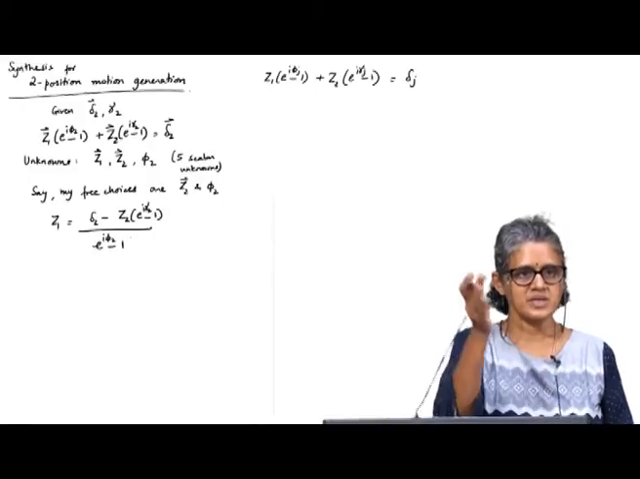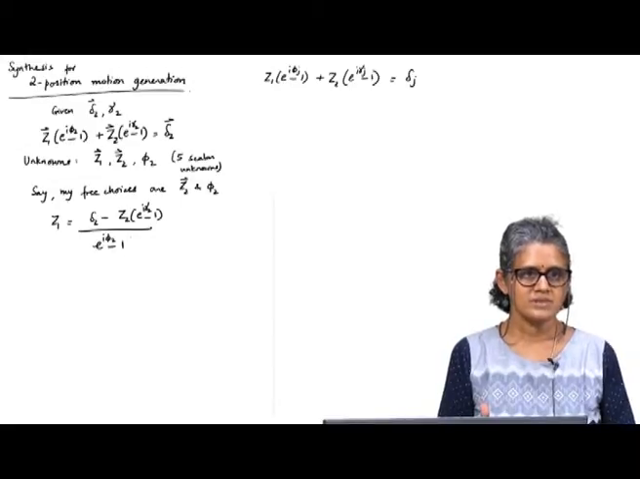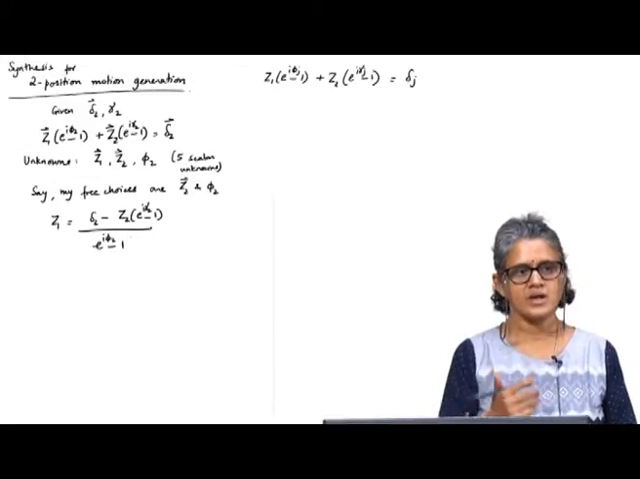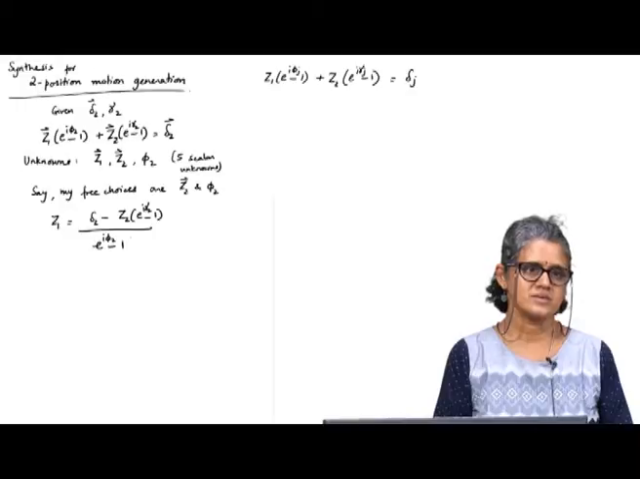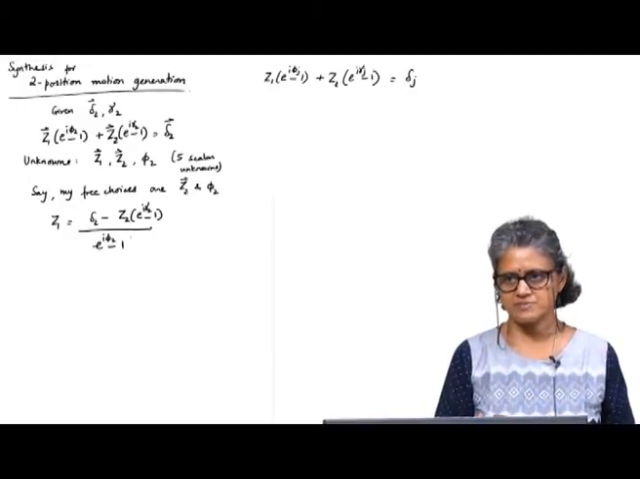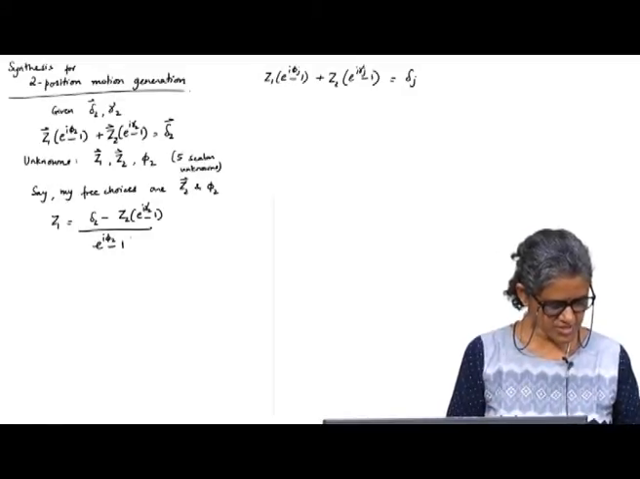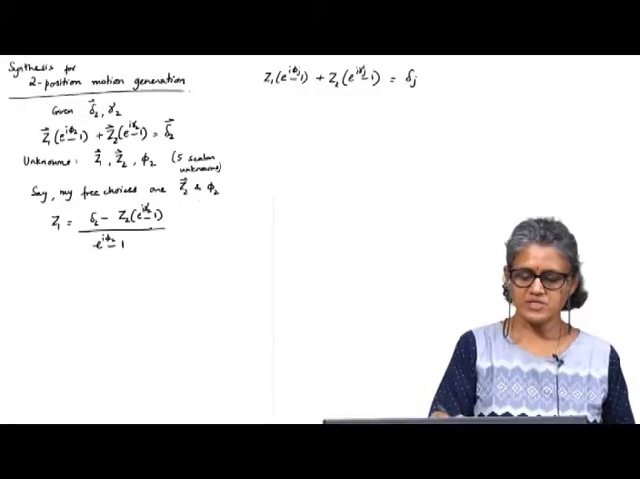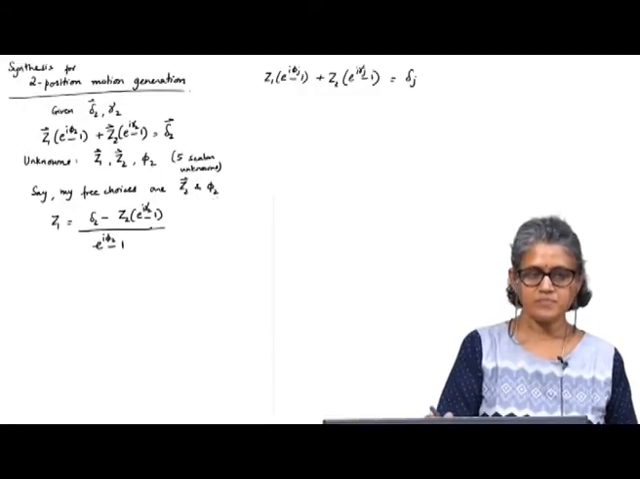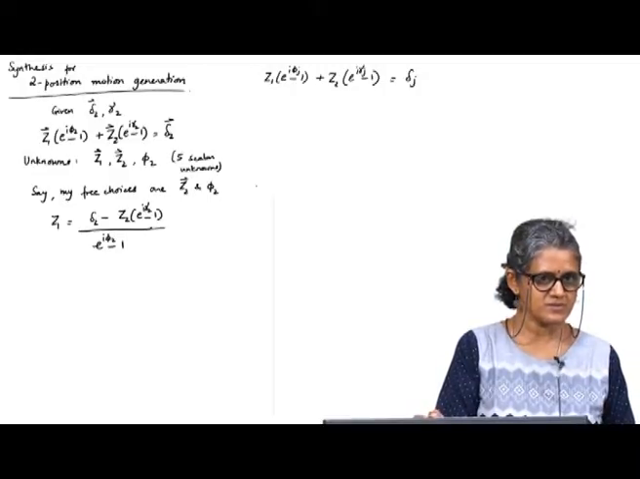So this defines my left dyad. I can do the same thing for the right dyad and come up with the solution for the 4 bar for motion generation. Okay, so this is 2 position motion generation. There are infinities of solutions with these 2 free choices for Z2 and phi 2.